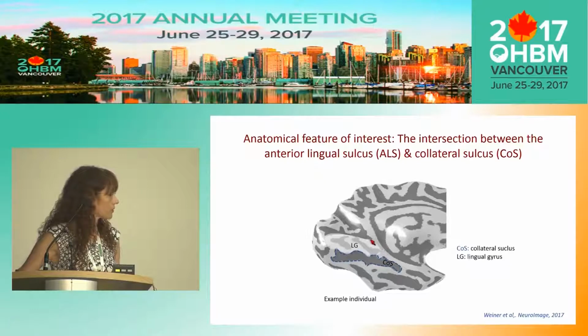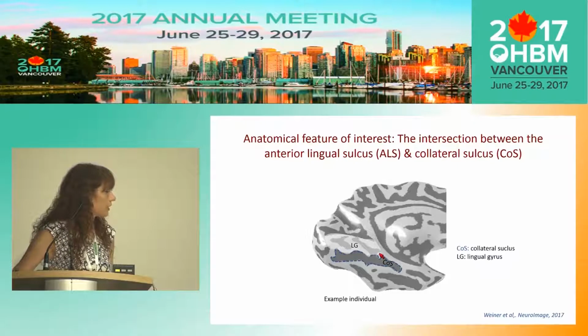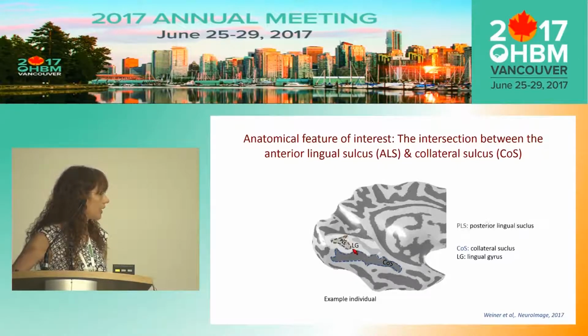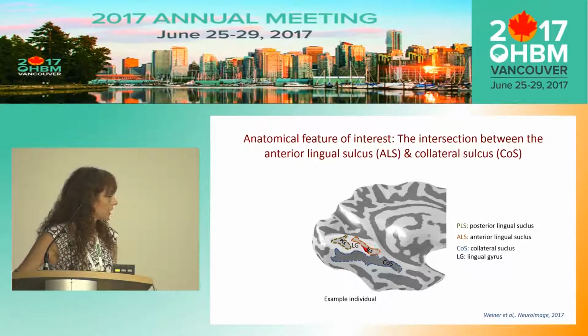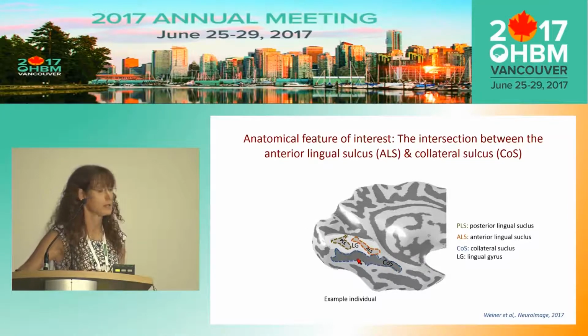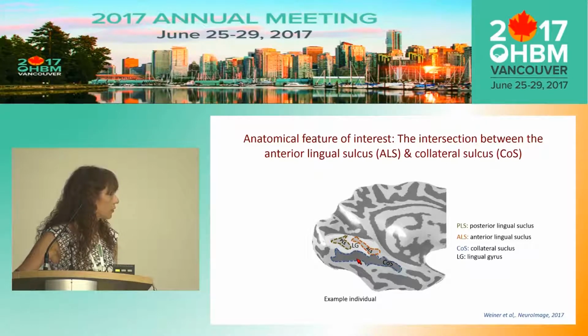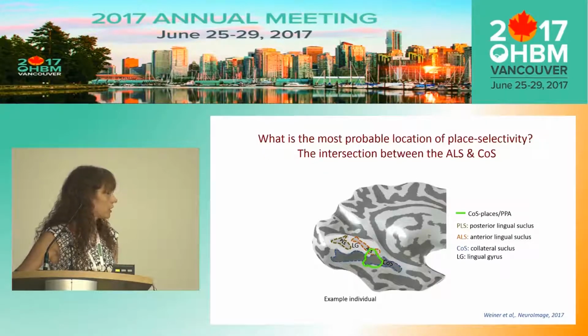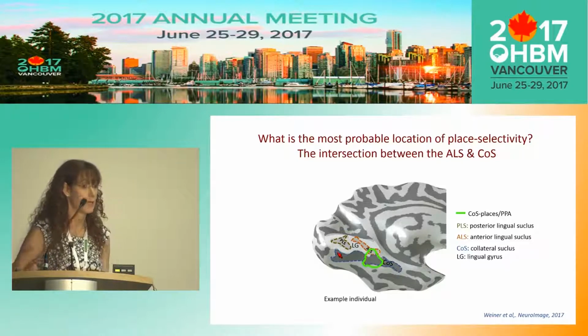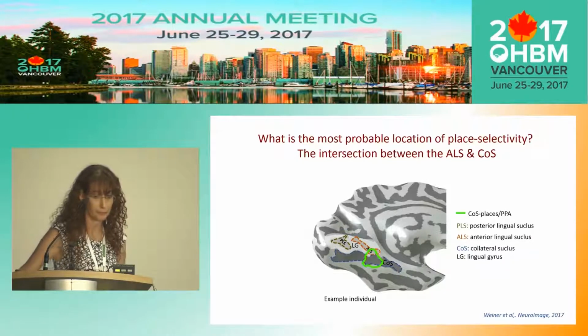Superior to the collateral sulcus is an anatomical structure called the lingual gyrus, which is shaded here. And the lingual gyrus contains 2 sulci, the posterior lingual sulcus, PLS, and the anterior lingual sulcus, the ALS. In about half of the brains, the ALS intersects with the collateral sulcus. And if we superimpose on this anatomical image the location of place selectivity, you can see that the place selective activation seems to overlap this intersection between the ALS and collateral sulcus.